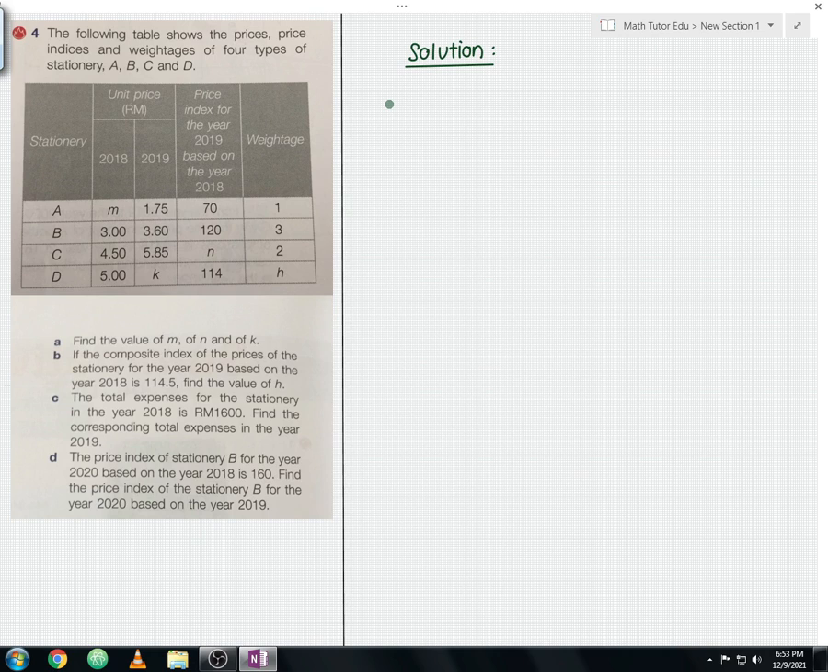Now I'll be discussing Form 4 Additional Mathematics Chapter 10 Index Numbers HOTS question example 4.